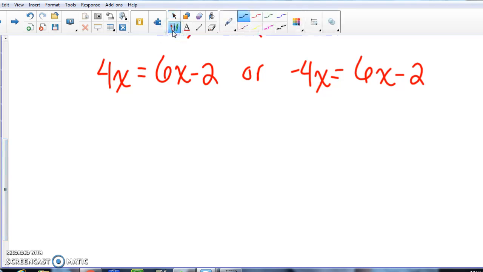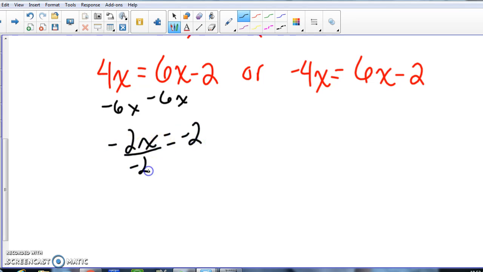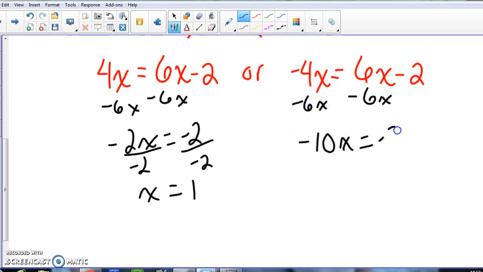So, the one on the left, I'm going to subtract the 6x from both sides. And divide. So there is one of my solutions. My other one, the one on the right, again, I'm going to subtract the 6x. And divide. It's okay that we have fractions. I'm going to call this a positive 1/5, or if you call it 0.2, that's fine.